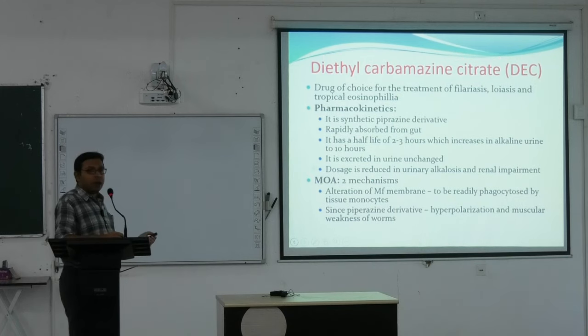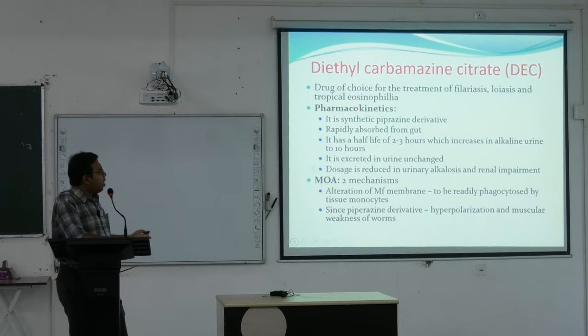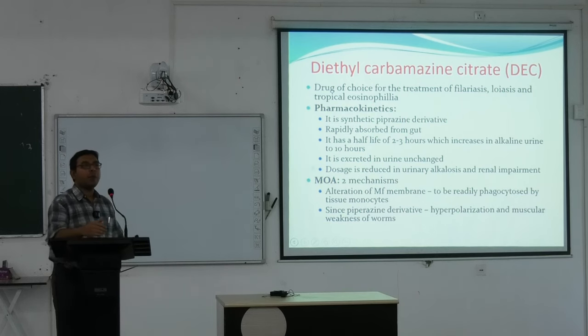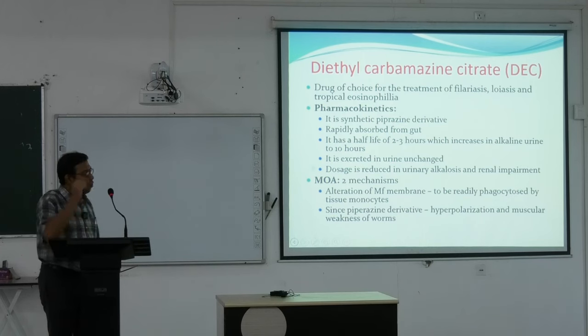Diethylcarbamazine citrate, again this is important after albendazole. Albendazole is the most important drug. The next important drug is diethylcarbamazine citrate, because it is used specifically for filariasis, loiasis and tropical eosinophilia. It has been seen that in some cases, the eosinophil count continues to rise for months or years. That may happen due to some filarial larva. This is known as tropical eosinophilia.